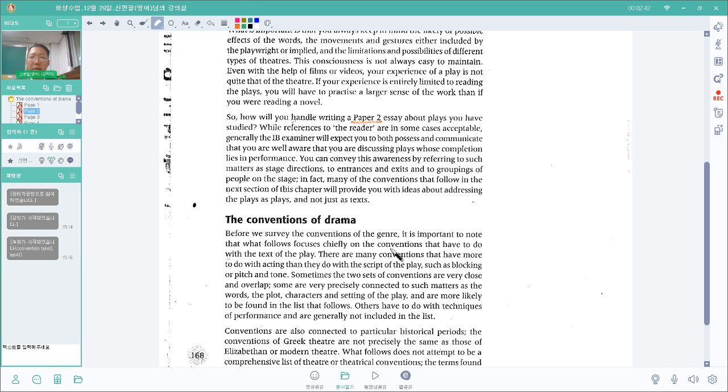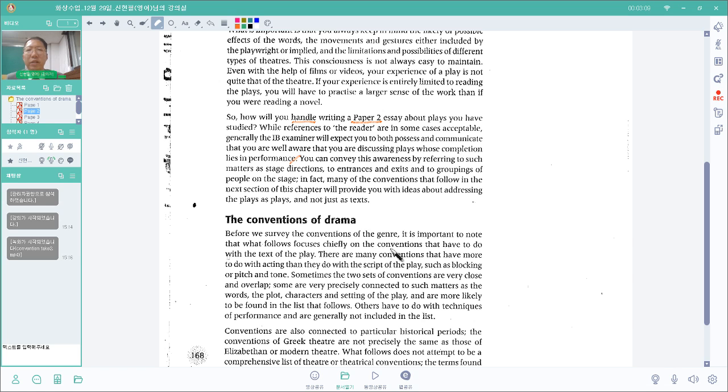So, how will you solve the problem? How will you write your Paper 2 essay about the drama? While references to the reader are in some cases acceptable, generally, IB examiners will expect you to both possess and communicate that you are well aware that you are discussing plays whose completion lies in performance.